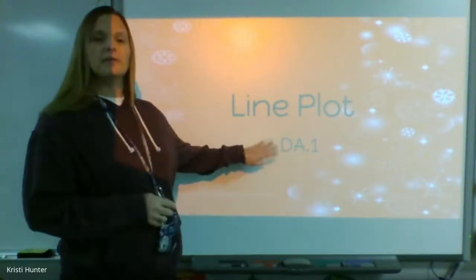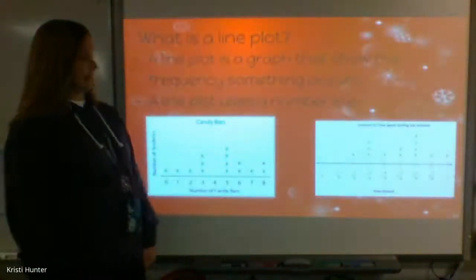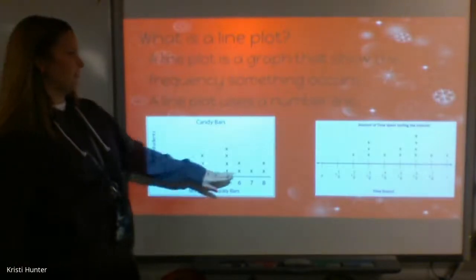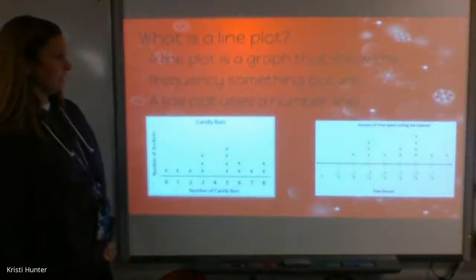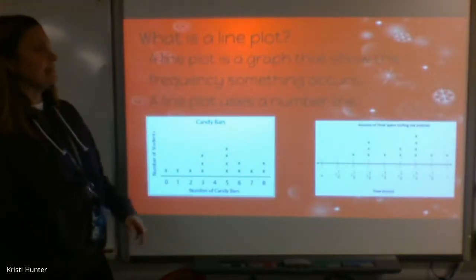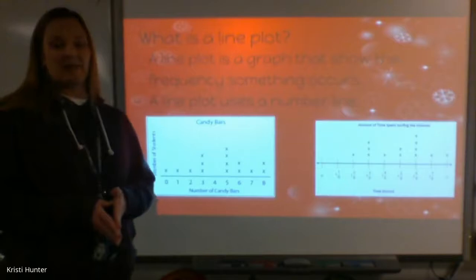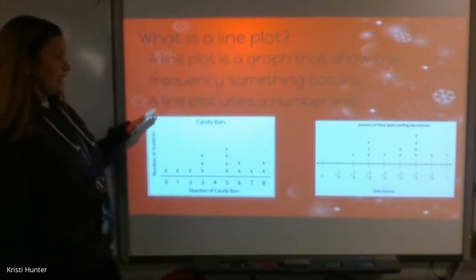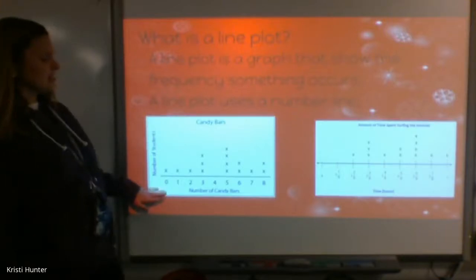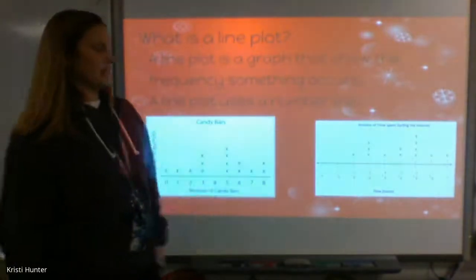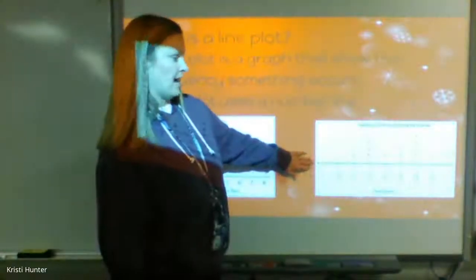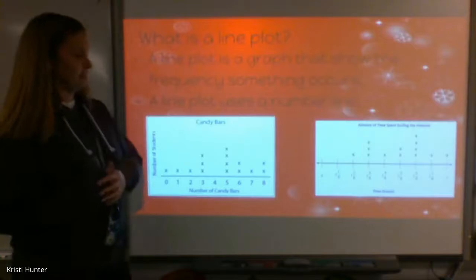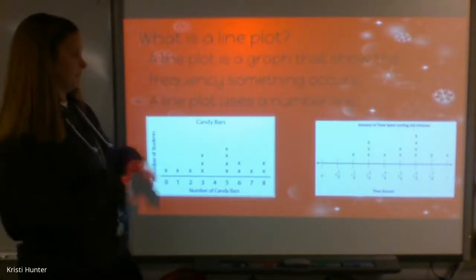So let's look at a couple examples of what a line plot is. So this is what a line plot looks like. It actually uses our number line down here, and it tells us the number of times that something happens. They call that the frequency that something happens. So like in this one, it tells us the number of candy bars. This one tells us the amount of time spent surfing the internet. So we can kind of look at these and get an idea of what we're going to be looking at.